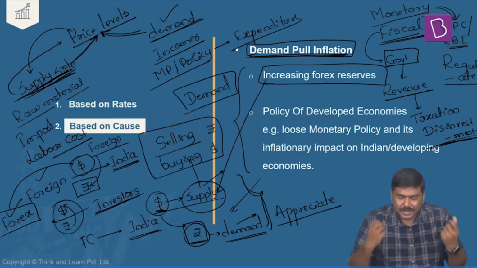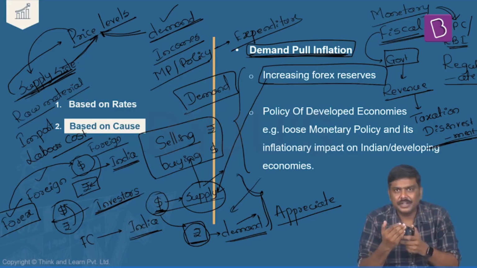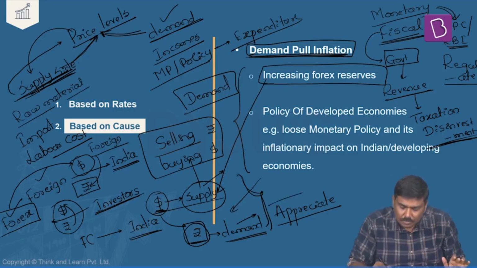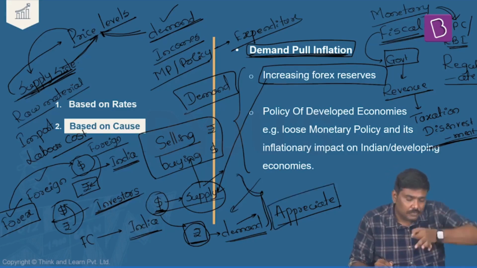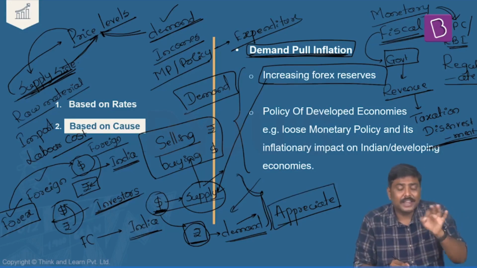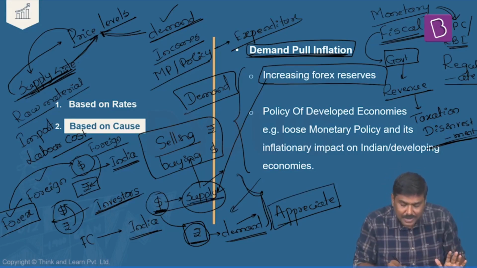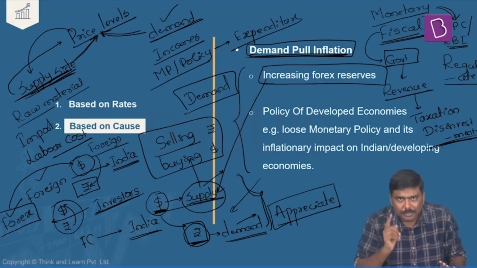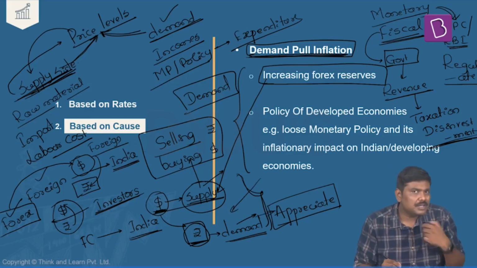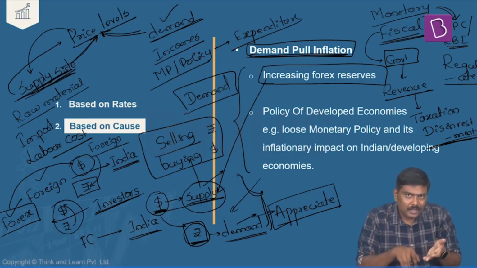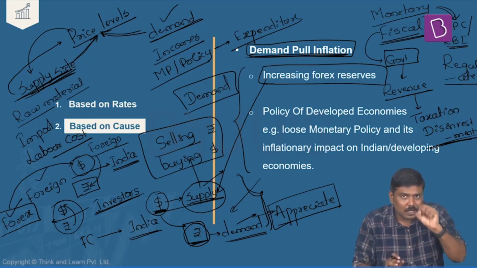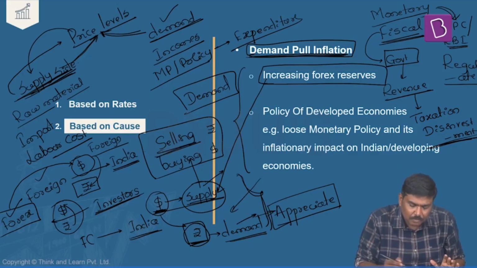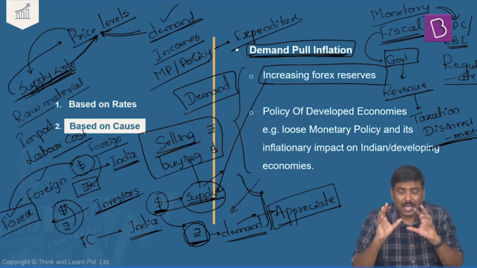RBI is basically trying to stabilize the exchange rate, where right now because of a huge amount of inflow of dollars, it has increased the supply of dollars and increased the demand for rupees. So rupee will start appreciating. So RBI will intervene in the market and try to control this exchange rate by doing what? By selling rupees and buying dollars. So have a look at this.